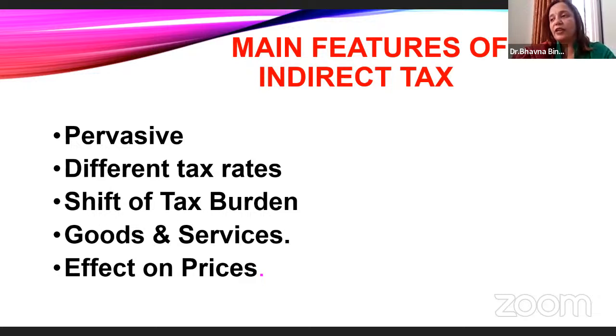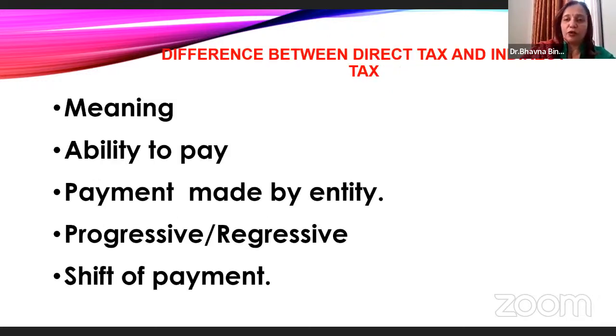Then it has shift of tax burden. Shift of tax burden means the consumer pays the tax and the supplier pays it to the government. So there is a shift of tax burden. Now GST is levied both on goods and services, similarly on goods as well as on services. Due to GST, there is a major effect on prices. For a product on which there is 28% GST, naturally its price is going to increase. So it depends upon the GST whether the price of the product becomes more or less. So it has an impact on the price of the product.